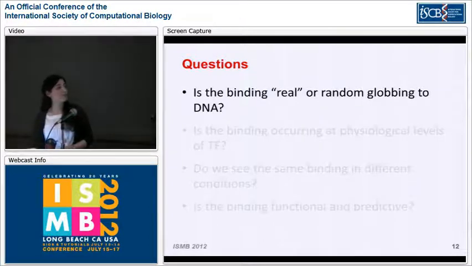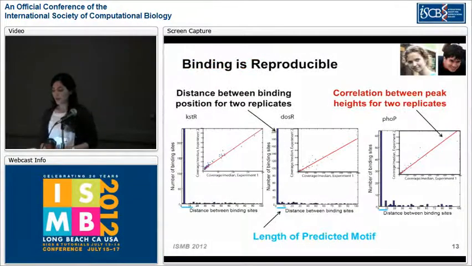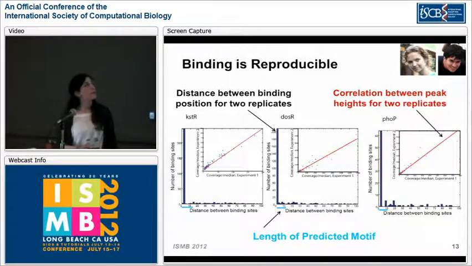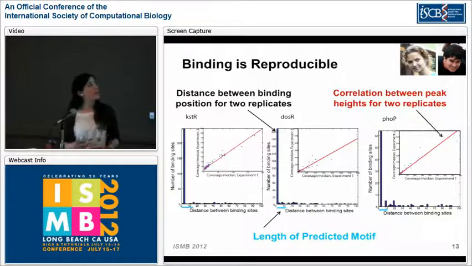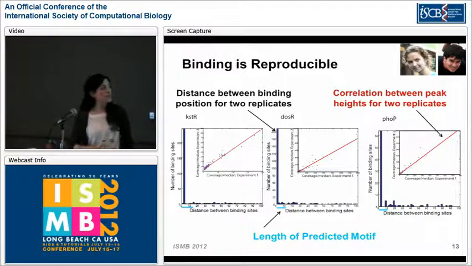So starting from the first question, are these bindings real? Anna and Antonio from our lab have shown that binding is reproducible, meaning that in this figure, for example, you can see the distribution of the distance between corresponding binding sites in two ChIP replicates of KSDR, as well as two other transcription factors. You can see that most of the distances are within the length of the predicted motif. And more than that, we see that the peak heights themselves are also correlated between the replicates for these transcription factors.